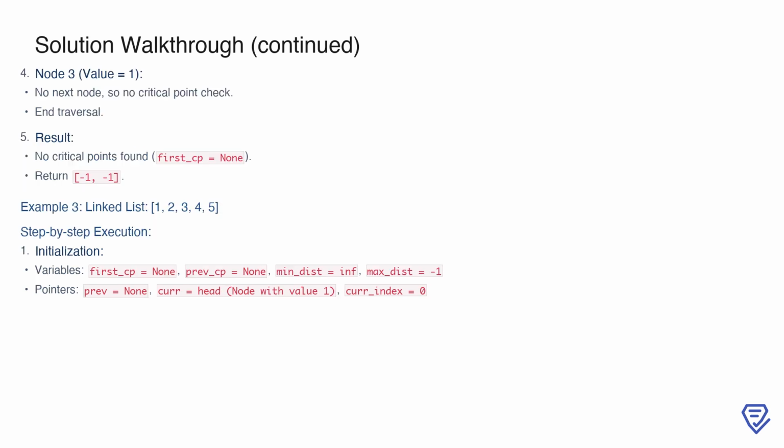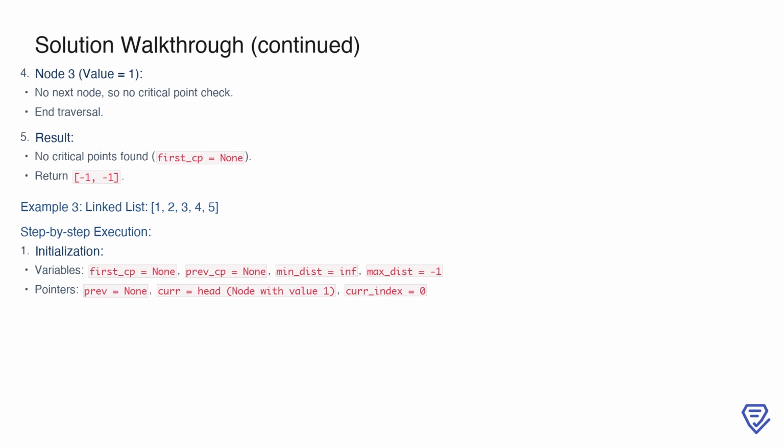Following the traversal of the second example, we find that no critical points were identified. In this case, both first_cp and prev_cp remain none, indicating that there are no critical points in the linked list. As a result, we return -1, -1, which signifies that no critical points exist.